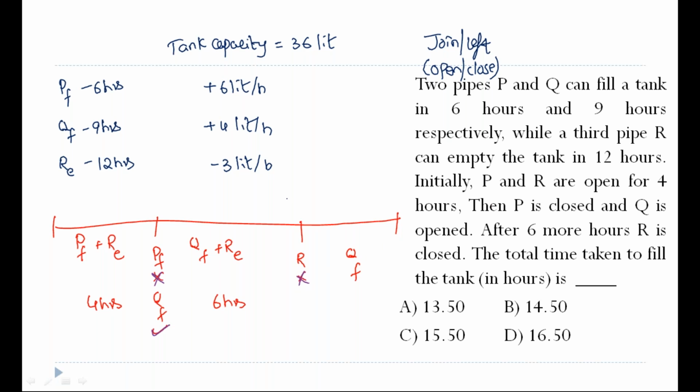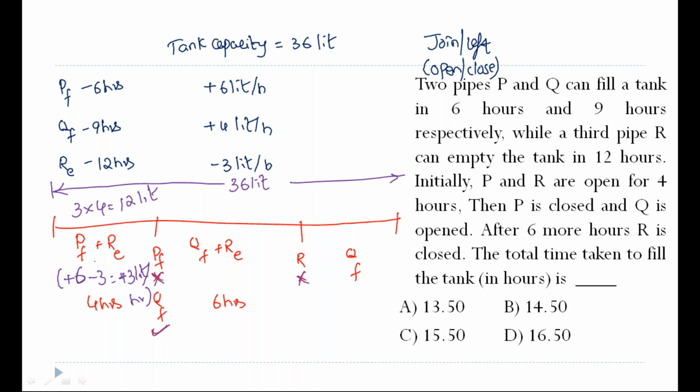Now pipe Q is open, right? Now say this, first pipe P, what can it do? It can add 6 liters. Pipe R will remove 3. What is the net effect? Plus 3 liters per hour. We can fill 3 liters per hour, but how many hours available? 4 hours. 3 into 4, 12 liters filled. Total task is 36 liters to fill.